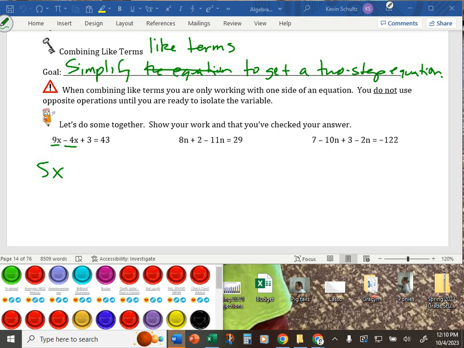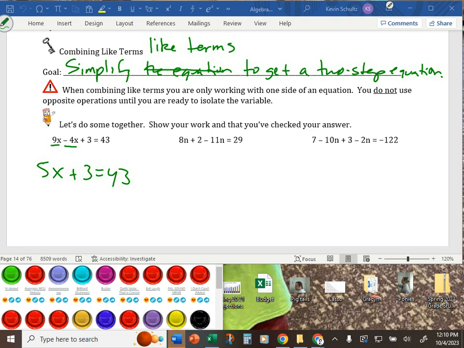Whether x is crayons or dollars or tacos, you start with 9, you take away 4, you've got 5. Because remember, the role of that coefficient, the role of the 9 and the negative 4, is how many of the x, how many of the variables we have. Start with 9, take away 4, you got 5. So 5x plus 3 equals 43, and now we have a two-step equation to solve.